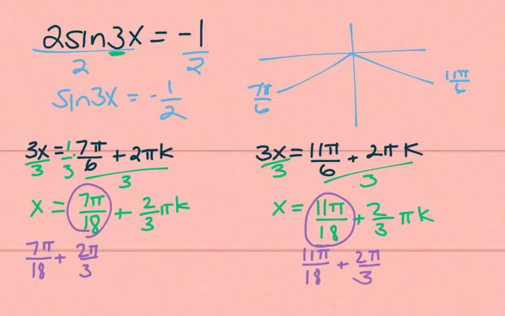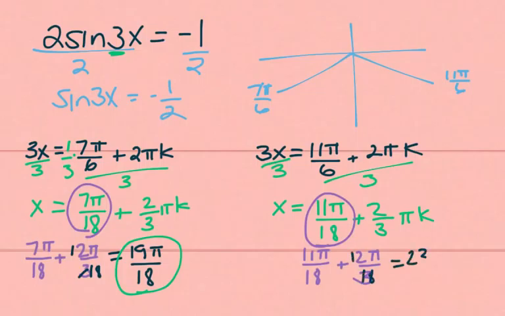So this, I multiply by 6. This becomes 12 over 18. 19 pi over 18. Is that less than 2 pi? Yes. So I have another answer. And then over here, I have to multiply by 6. So this would be 12, 18, 23 pi over 18. Less than 2 pi? Yes.